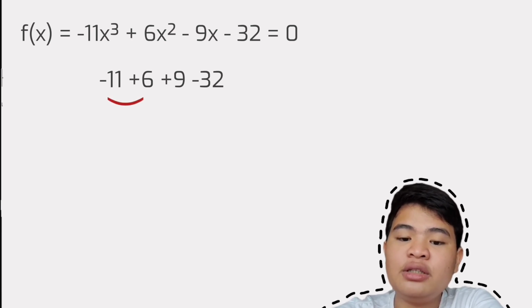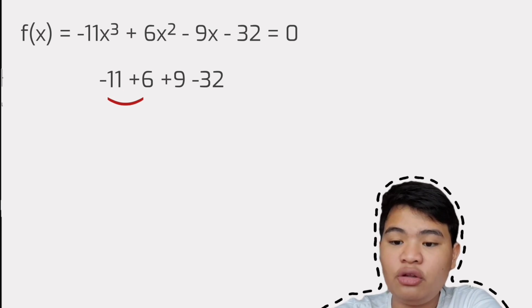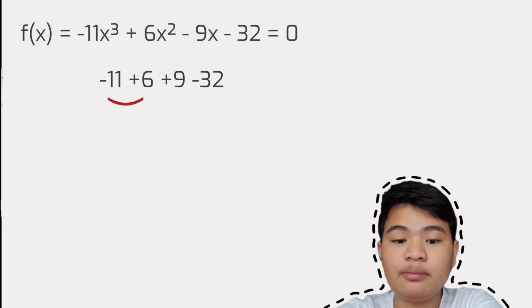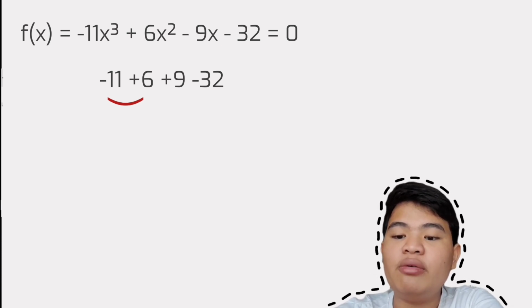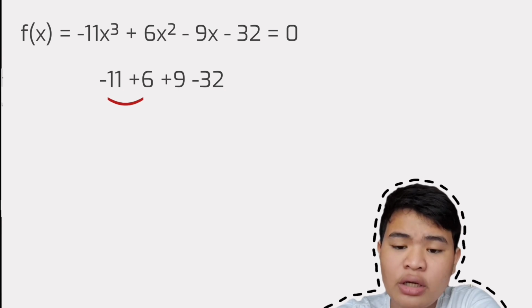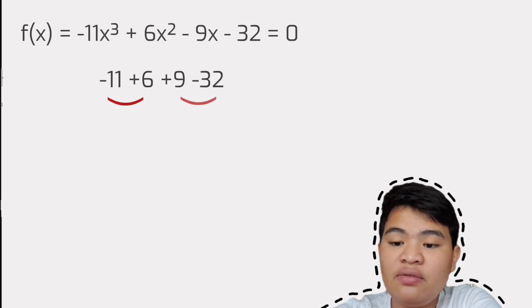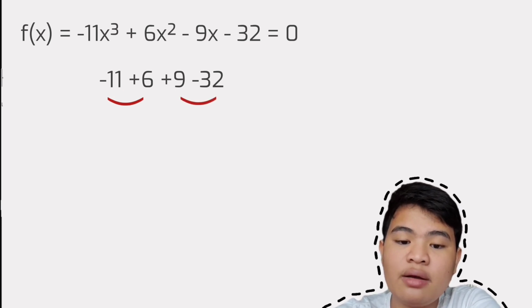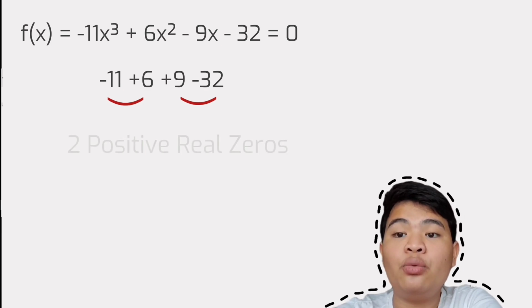Between the first two coefficients, there is a change in sign from negative to positive, so that's 1. And between the second and third coefficients, there are no changes in sign. But when we get to the third and fourth coefficients, there is a change from positive to negative, so that's 1. Hence, our number of positive zeros is 2.